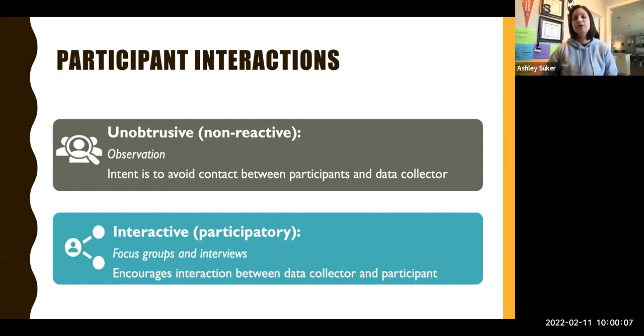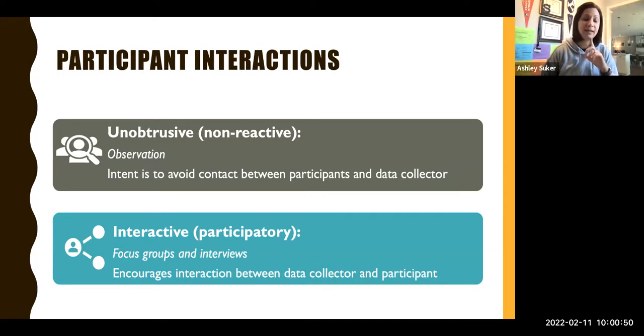There are basically two types of participant interactions in qualitative data collection. The first is unobtrusive or non-reactive, typically linked with observation. The intent is to avoid contact between the participants and the data collector. This may mean that as the data collector, you don't talk to the participants. It may mean that you are behind a two-way mirror. Whatever it is, you are observing, but you're trying not to let people know, or not to draw attention to yourself, so that participants are likely to continue their normal actions.